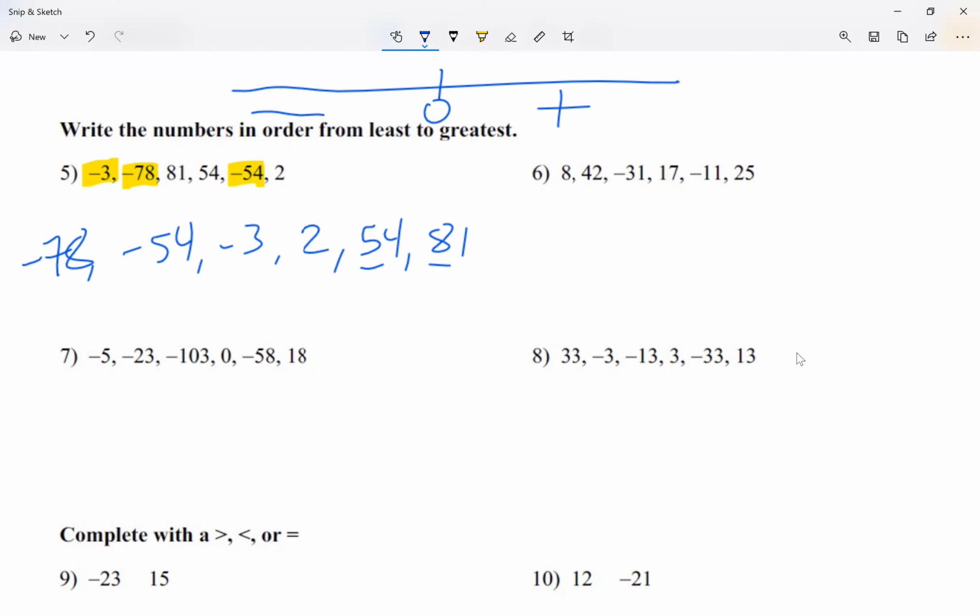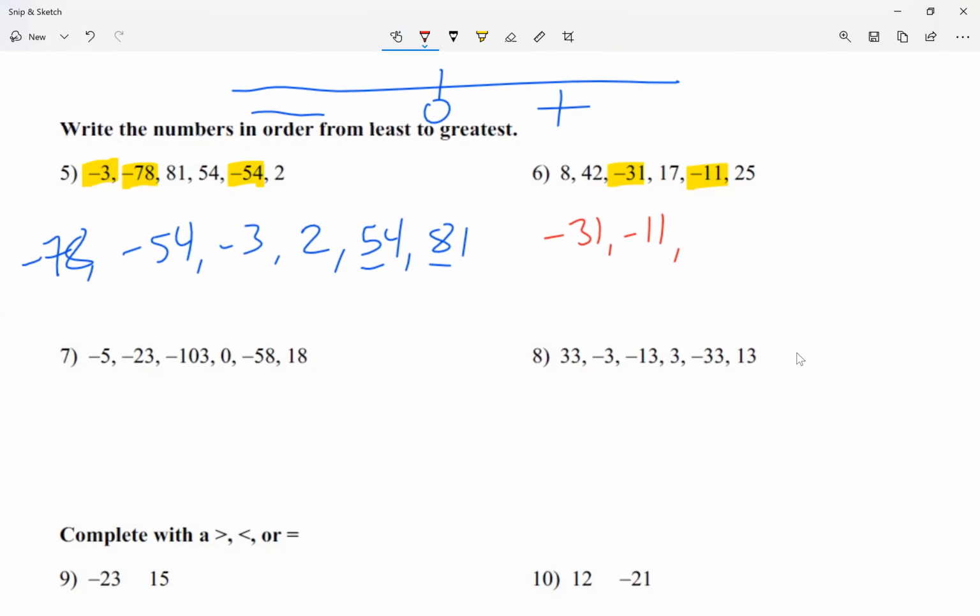Okay, now let's take a look at question number 6. First of all, are there any negatives? In this case, -31 and -11. If I was to put them on the number line, -31 will be farther left than -11. So that means -31 is my smallest number. So I'm going to say -31 and then -11. Again, I look at my negatives first because my negatives are smaller than my positives.